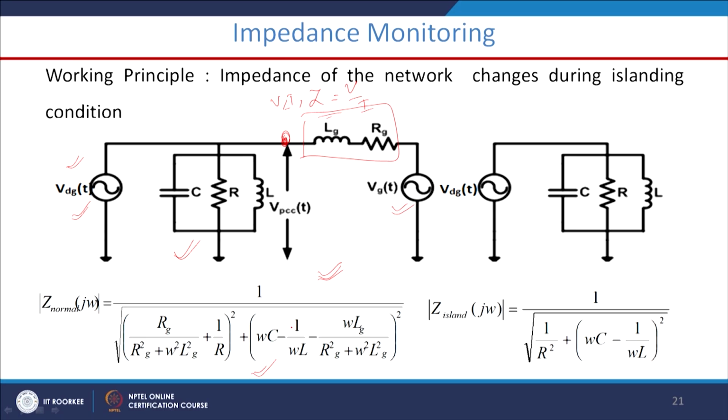And if you isolate the grid, as in this second figure, the grid is absent. Again we will measure V and I and the corresponding impedance, and it will come out different. That means due to the change in impedance values, we can always declare whether this microgrid is in islanded mode or grid connected mode. That is the meaning of this impedance monitoring based technique.